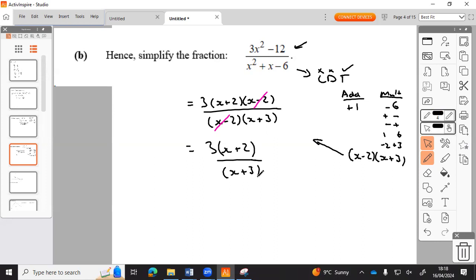Okay, so you get a mark for doing this factorisation, and then you get a mark for cancelling out, and then the final answer. That's all 3 marks.